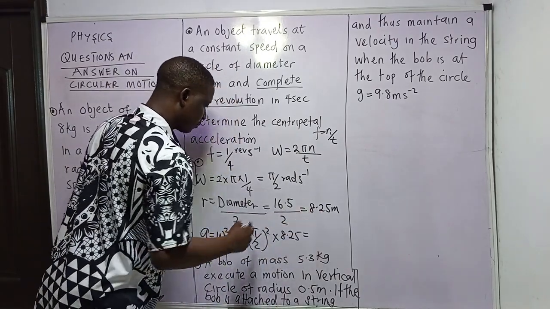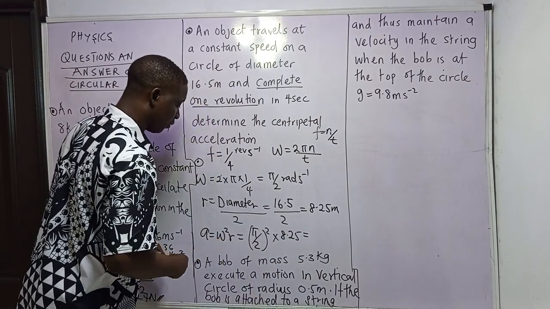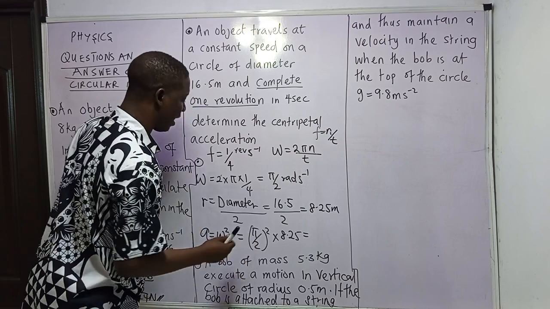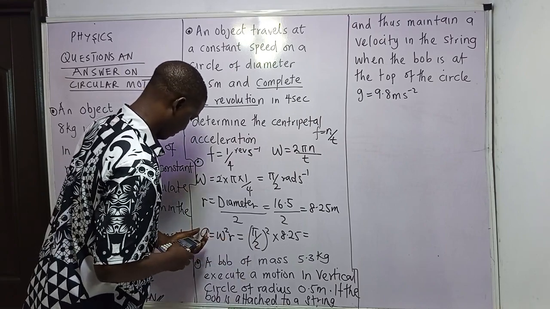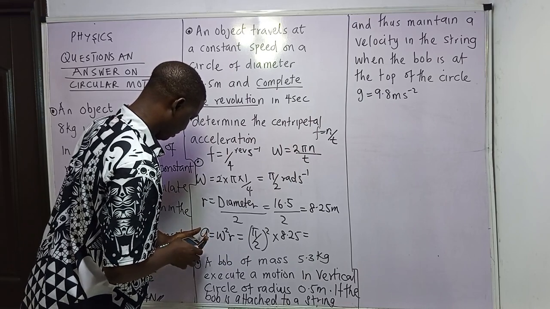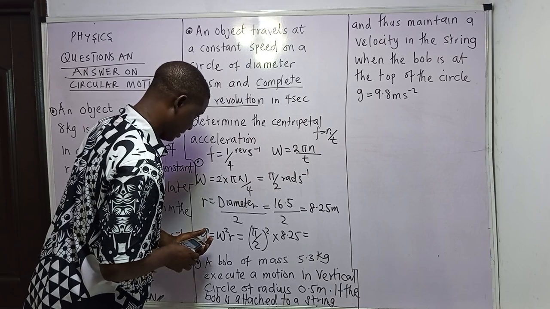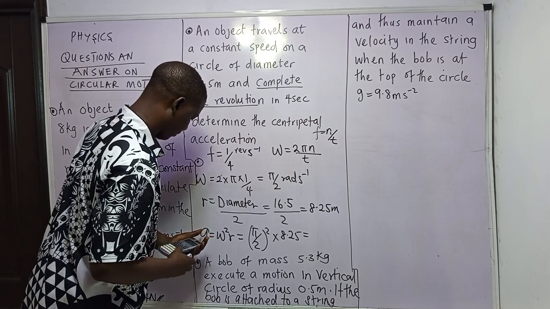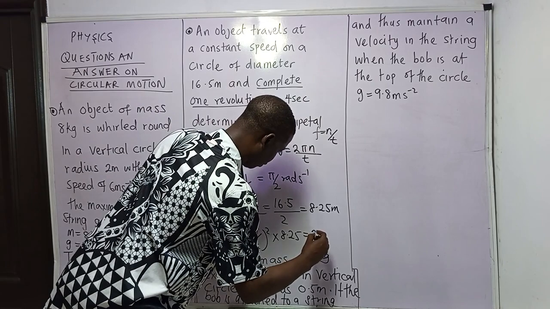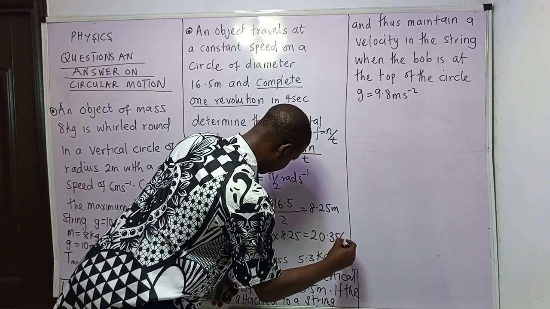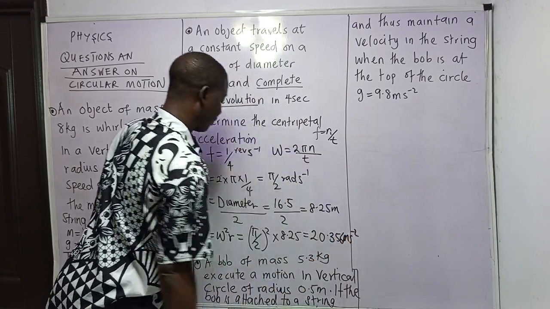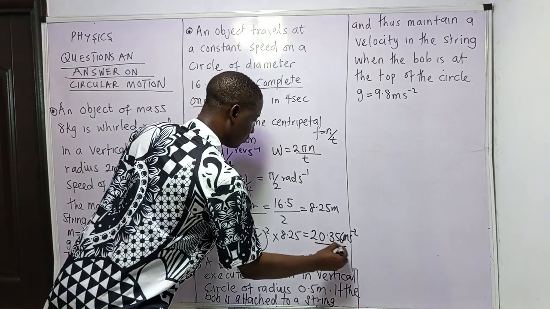Now, the radius of the circle, you multiply it by the angular velocity square. And that's what we have as pi divided by 2, then square it, times 8.25. So I want to have it as 20.356 meter per second square. So that one is clear now.